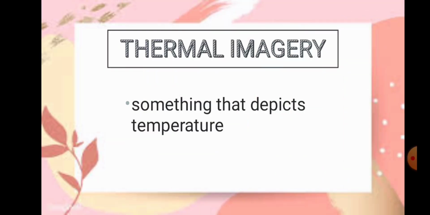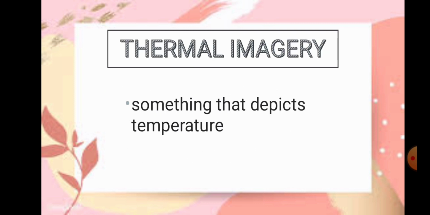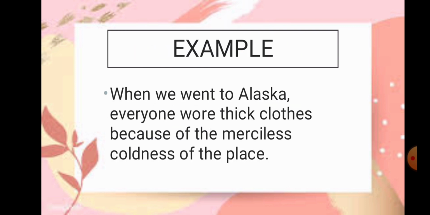Next one is the thermal imagery. Thermal imagery is from the word thermal. Sometimes we sum it up as something that serves as a detector, or something that records or measures the radiation emitted by an object. So thermal is all about something that affects temperature. For example: when we went to Alaska, everyone wore thick clothes because of the merciless coldness of the place. This sentence states that they went to Alaska, and it is expected that Alaska is a place of cold weather. It shows a relation to temperature, which makes them wear thick clothes. So this sentence is related to thermal imagery, because it's all about temperature.